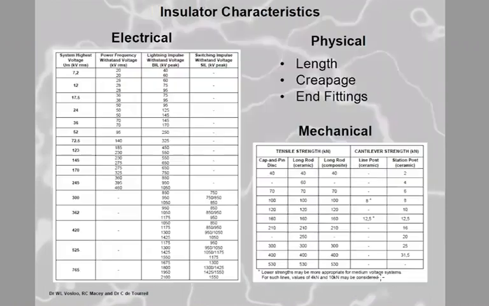Okay. Now you need to go and take a look at the electrical side. And so you're going to have to now look physically at the length and the creepage and the end fittings and so on. So yeah, you will go and select your values for the different system voltages here. You will have your power frequency, your lightning, and your impulse. You see the impulse is only here. They've got it here from 300, okay? And on your mechanical side, you will see your tensile strength, your cantilever strengths, and this is for your fittings and so on.